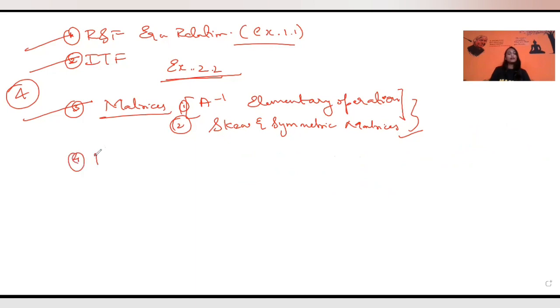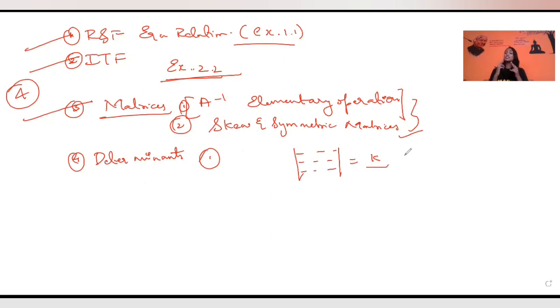The next is determinants. What will be asked from determinants? If you want to know which question will be asked from determinants, one will be on properties of determinants. There are many properties. When you write the determinant, the value of it will be some constant k. So some numbers will be there, and the value of that will be some constant k.